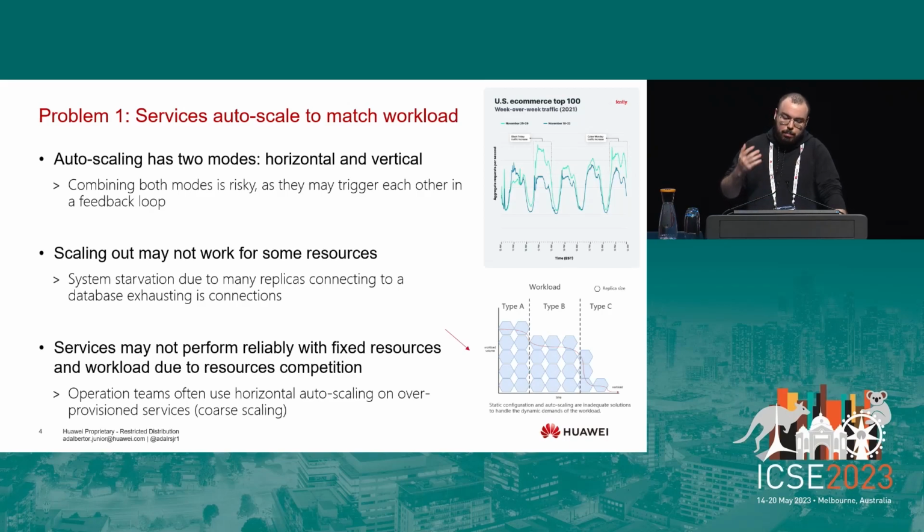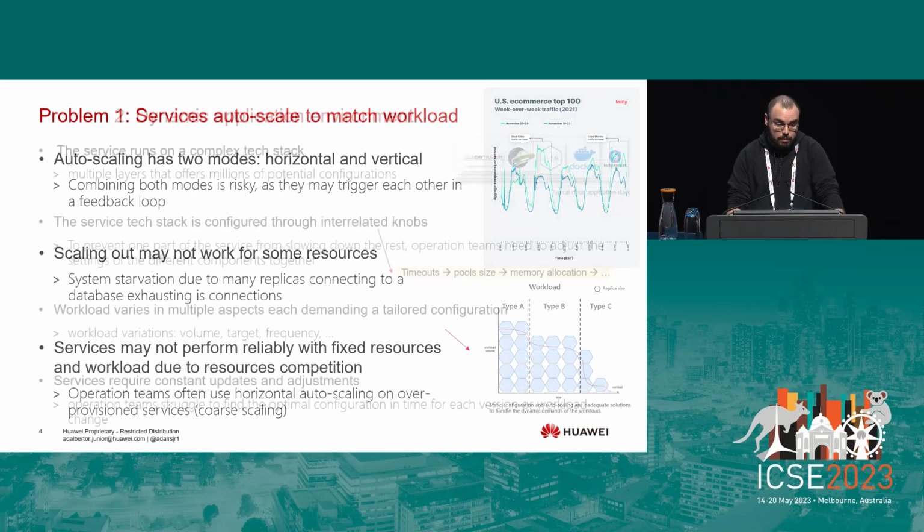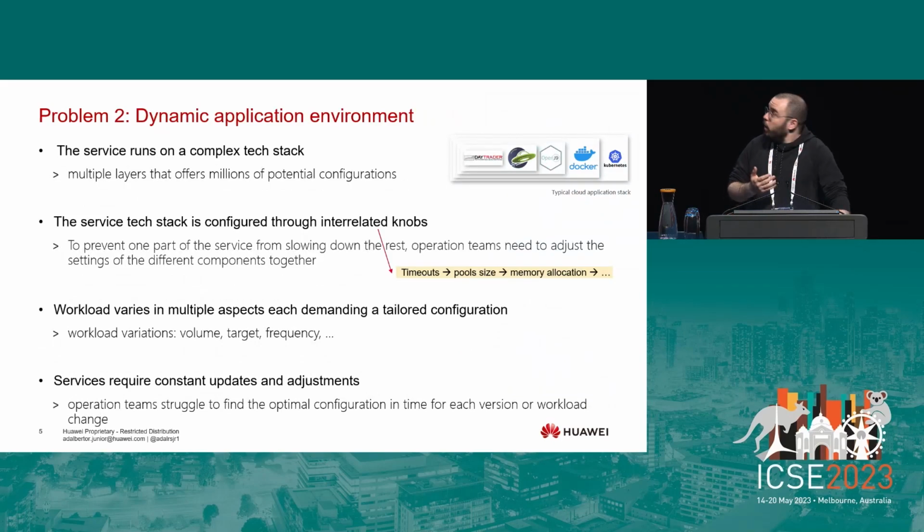Also, when the application is deployed in a cloud, for example, it not only suffers from those dynamics like workload and its own configuration, but also from the neighbors in this cloud. For example, it may suffer from resource contention because other services are consuming the same resource in the same node. And because that is quite difficult, engineers and operation teams only stick with horizontal scaling and apply it with large over-provisioned replicas. And during that scaling, this will eventually waste resources because of the coarse granularity of the size of those replicas.